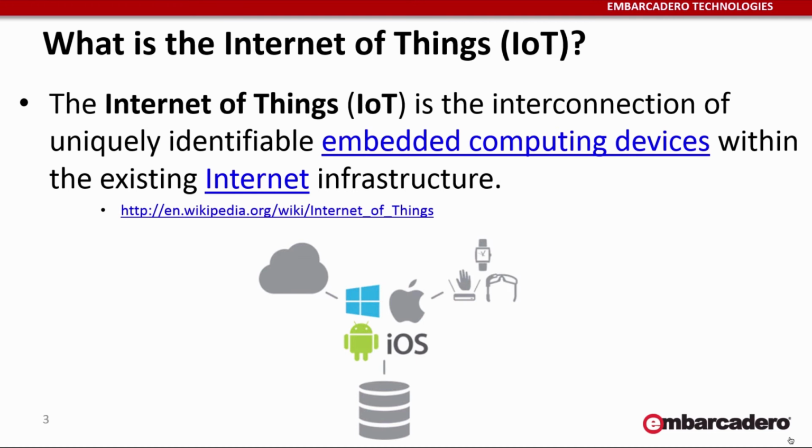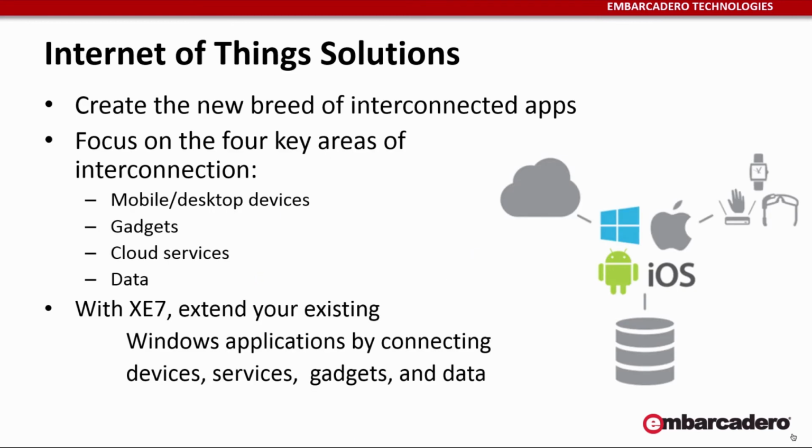Well, there are many definitions of the Internet of Things. Wikipedia tells us that the Internet of Things is the interconnection of uniquely identifiable embedded computing devices within the existing Internet infrastructure. So what does this really mean? The Internet of Things means that the way we experience and interact with devices is changing.